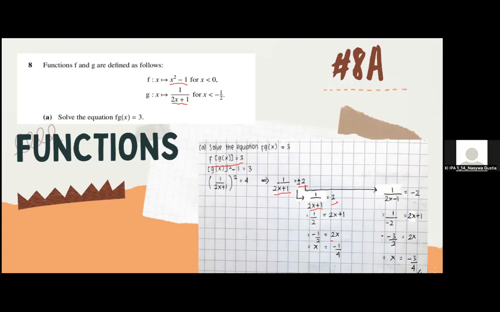And then we can do the same with the other one. So 1 over 2x plus 1 equals negative 2. Switch the positions. So negative 1 minus negative 1 over 2 equals negative 3 over 2, which is equal to 2x. And so we got x equals negative 3 over 4.